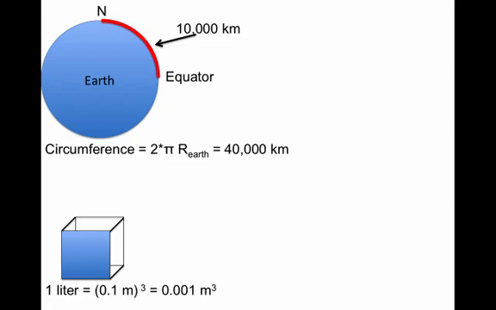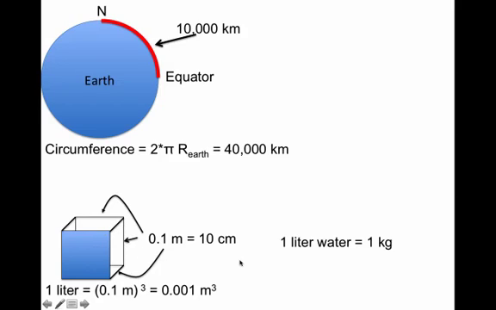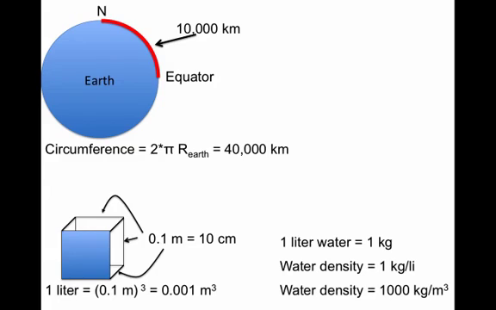Similarly, the metric system has defined a volume and also a mass. So 1 liter is defined as 10 centimeters by 10 centimeters by 10 centimeters, a perfect cube. And a liter of water is defined as 1 kilogram. So the density of water is 1 kilogram per liter by definition, or 1,000 kilograms per cubic meter. Prove that to yourself. That's 1 ton per cubic meter.